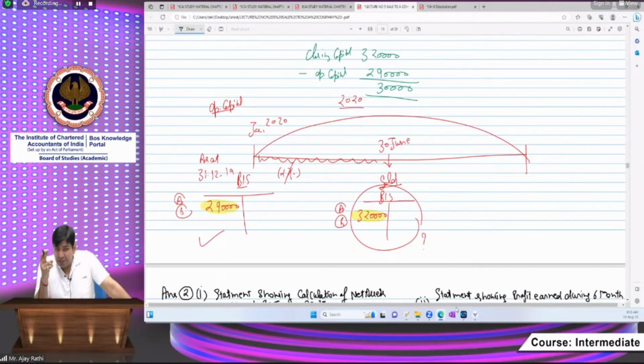But there is one more thing. Question is saying half profit was withdrawn. If the question is saying that half of the profit earned was withdrawn by the partners, can you please tell me what is the profit which they have earned during these 6 months? Who will explain to me? Who will give me the correct answer?